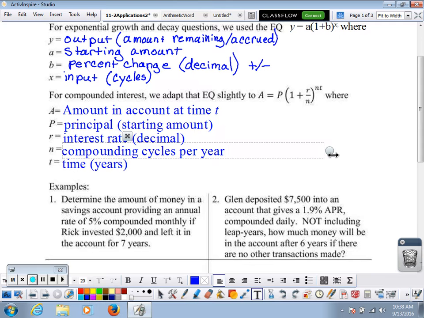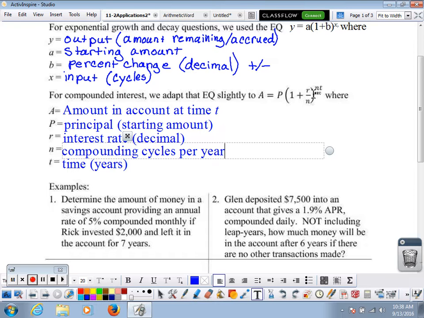Okay, so Nathan mentioned if you have it compounded monthly or compounded daily, we need to know how many times that interest is being compounded per year. Now, if we look at this formula, guys, they're essentially the same thing. You've got a starting amount. You've got 1 plus something. In this case, B was the steady interest rate, how much you were increasing or decreasing, and X was the cycles, how many cycles it was happening.